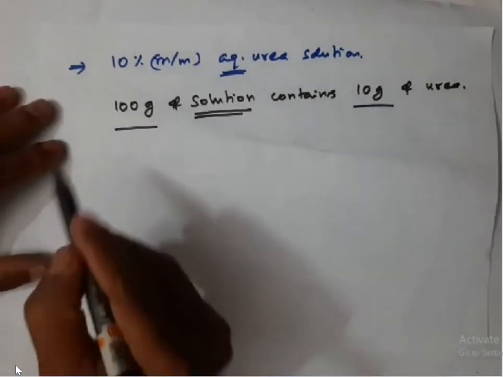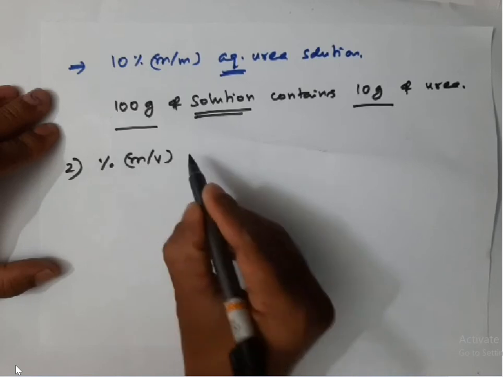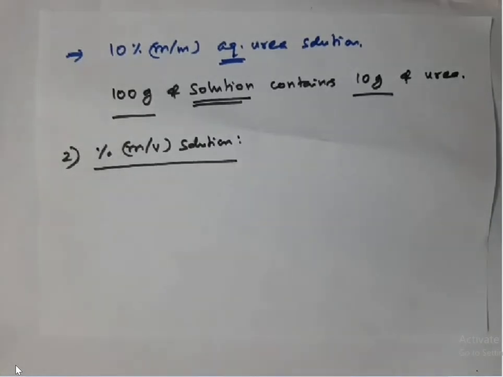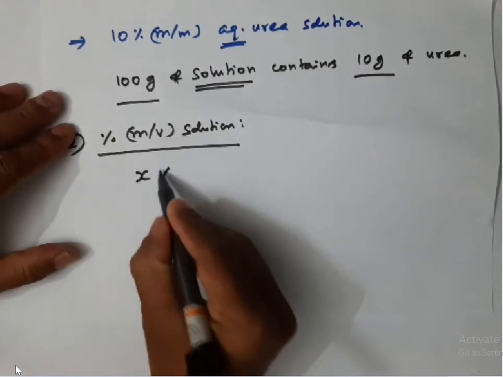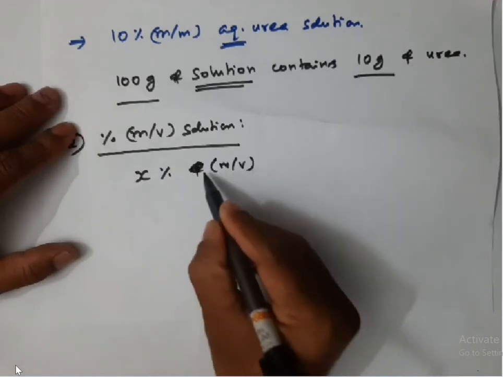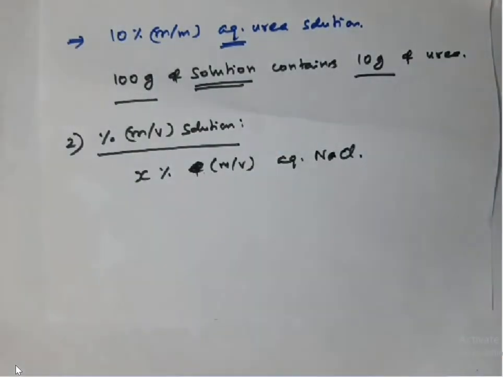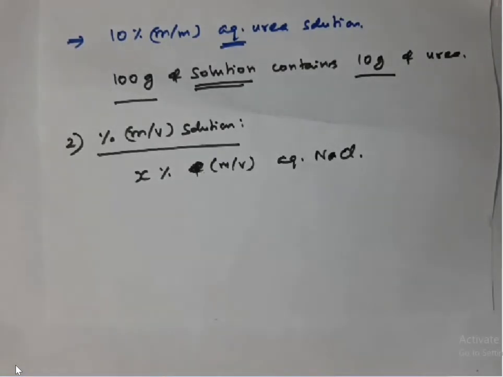Now let me introduce the second one, number 2, percentage mass by volume solution. What is the meaning for this? Say for example, I have X percentage mass by volume aqueous sodium chloride solution. I am giving some solution which is X percentage of mass by volume aqueous sodium chloride. Can you tell me what's the meaning for this?